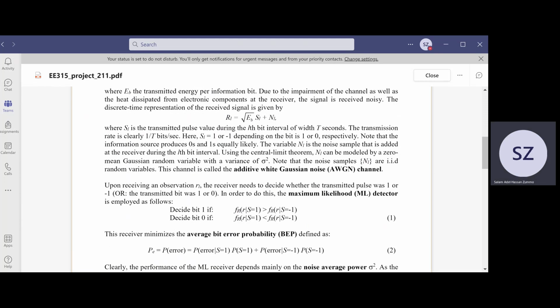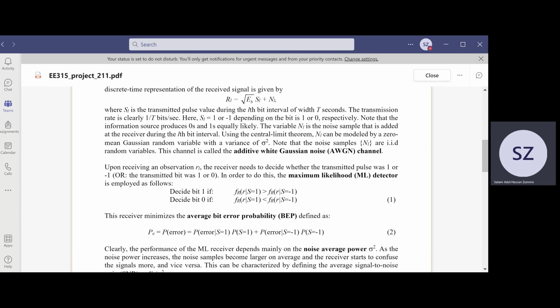So this basically explains the model. Now the random variable Ni here is a noise sample that is added to the signal, and using the central limit theorem, the noise sample is basically modeled as a Gaussian random process. So every noise sample is a Gaussian random variable. We call this channel additive white Gaussian noise. Regardless of whether you know what white means, we'll talk about it when we come to Chapter 8, where we'll talk about white noise.